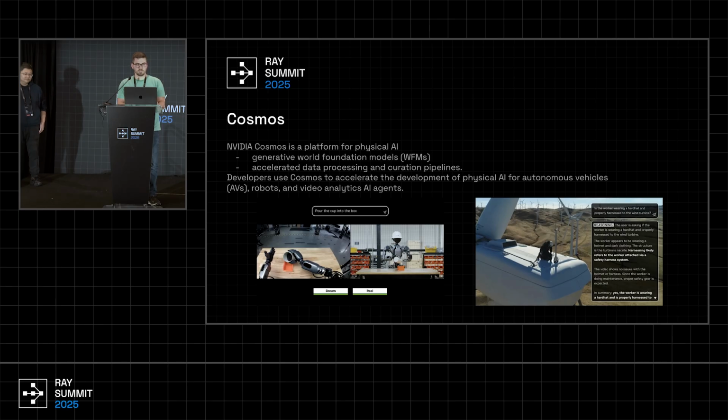So Cosmos is a platform for physical AI at NVIDIA. We make generative world foundational models, and then we also have accelerated data processing and curation pipelines for video and other physical AI stuff. The intent is for people to use Cosmos to accelerate development of physical AI for autonomous vehicles, robots, etc. So essentially, we're building base models for physical AI applications.